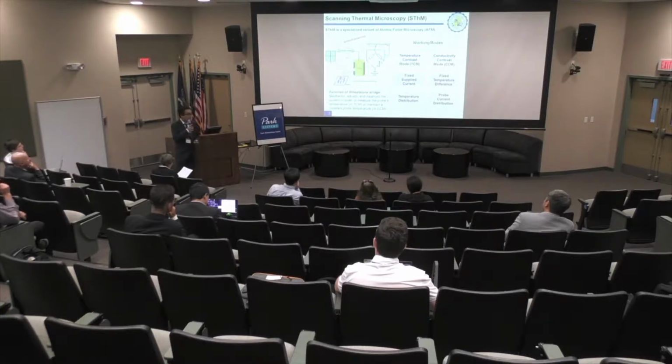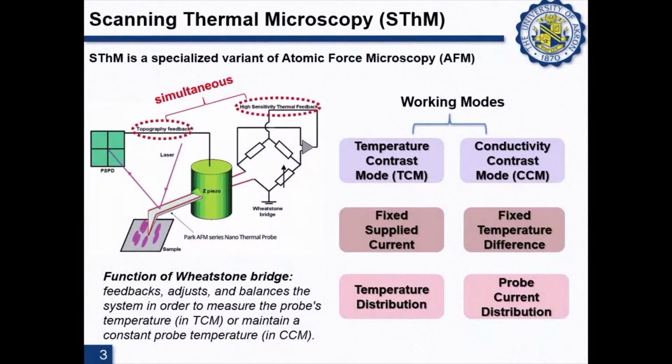So scanning thermal microscopy, SThM, is a specialized variant of atomic force microscopy, AFM. Here the scheme shows the basic working principle of the SThM. It includes the topography feedback loop and the thermal feedback loop. They are working simultaneously and independently. The function of the Wheatstone bridge is to feed back, adjust, and balance the system in order to measure the probe's temperature in TCM mode, or maintain a constant probe temperature in CCM mode.